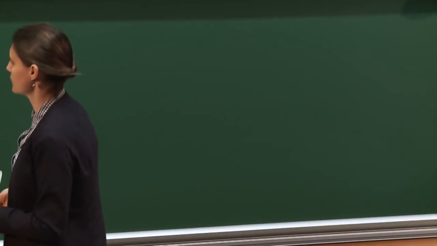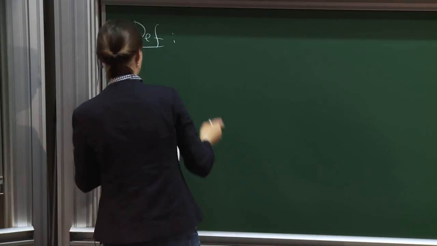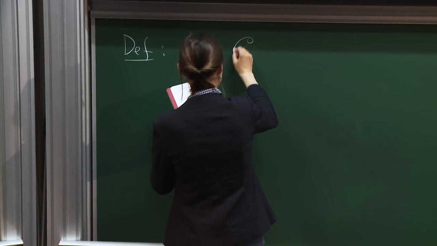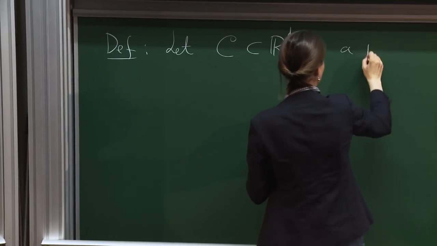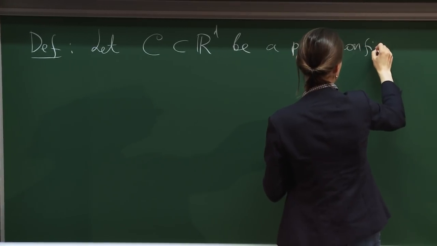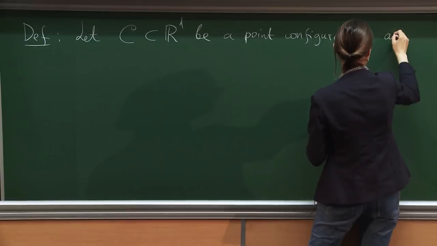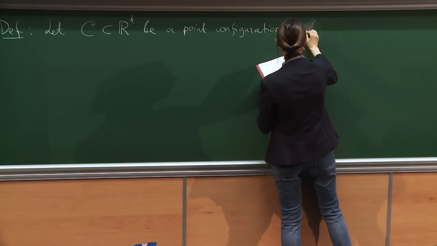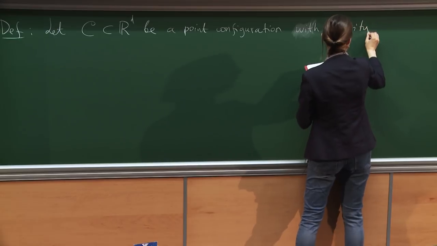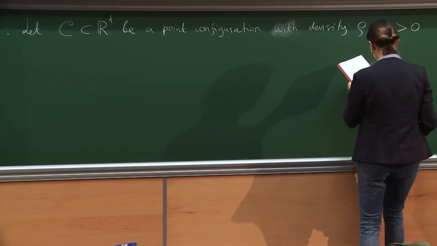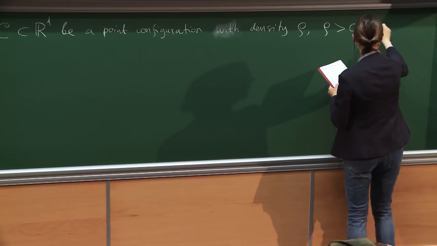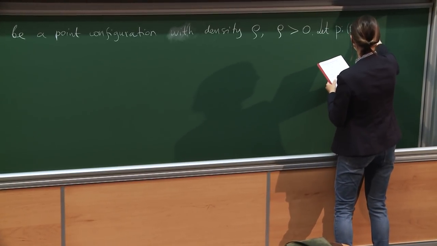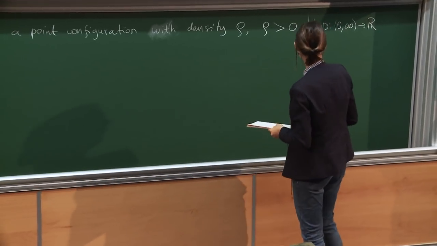And so here's the definition. Let C be a point configuration, and suppose that it has density rho. We assume that rho is a positive real number, not integer, sorry. And let P be any function.